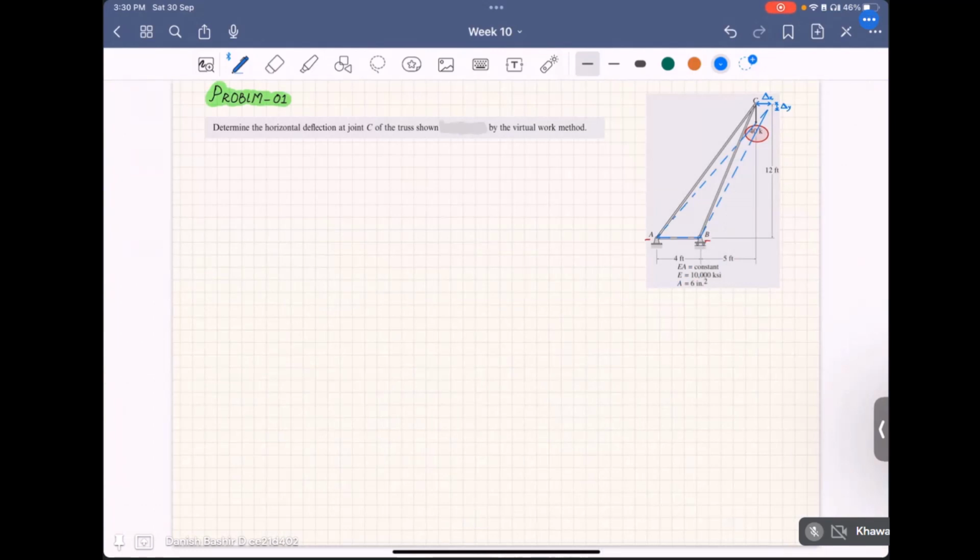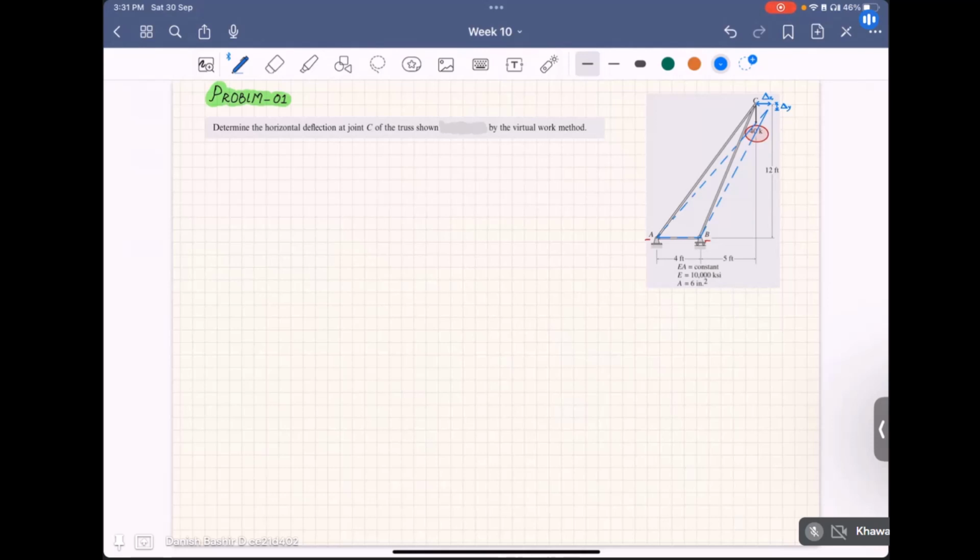So we will follow the procedure that I told you already. We will draw a real system and then we will draw a virtual fictitious system. Remove all the loading from the virtual system and apply only 1 kilonewton load in the direction in which the deflection is desired. Our deflection is desired at joint C in the horizontal direction, so we will be applying 1 kilonewton in the horizontal direction. Okay. So let's start this problem.